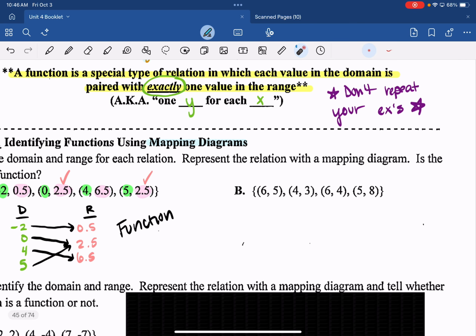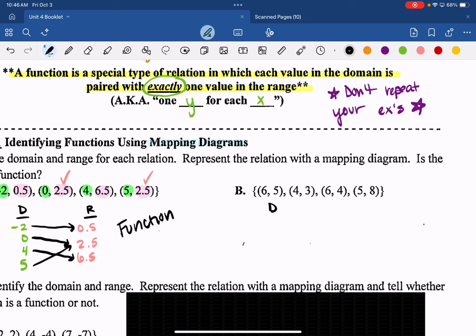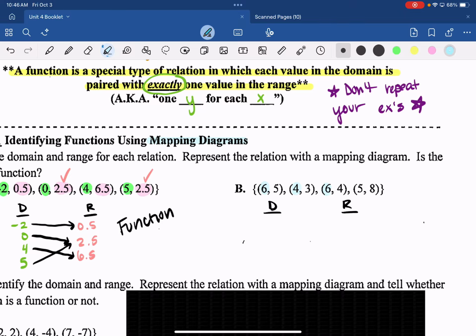All right, look at our next one. Okay, so here's my domain. Here's my range. Remember, my domain is my first number in each point. So when I write this, I'm going to go in order. So I have 4, 5, and 6, because 6 counts for both of those.